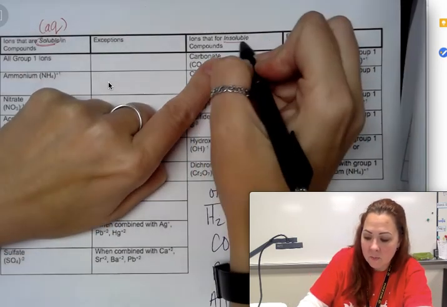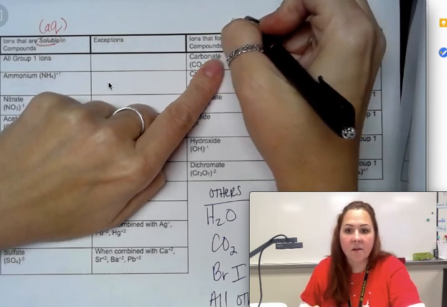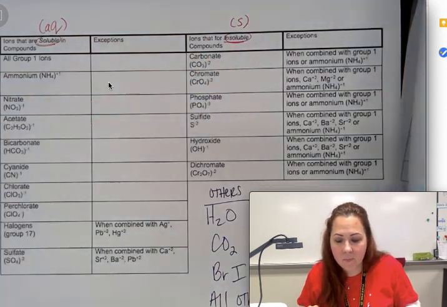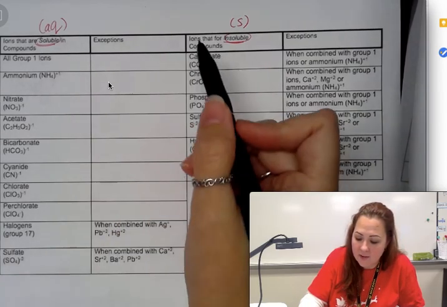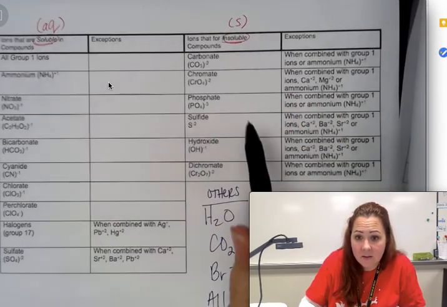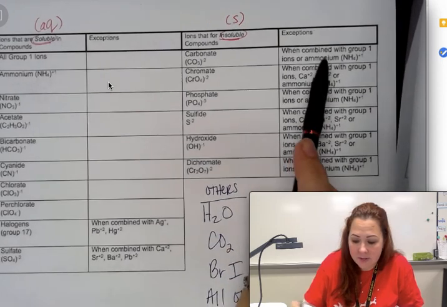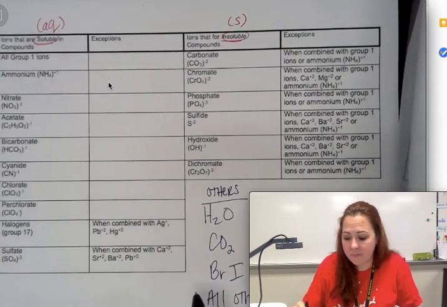Insoluble right here means that they are precipitates, so those are all going to be solids. Now the exceptions throw it to the other side of the chart. So if you have any of these exceptions, it makes it a solid. If you have any of these exceptions, it makes it an aqueous substance.